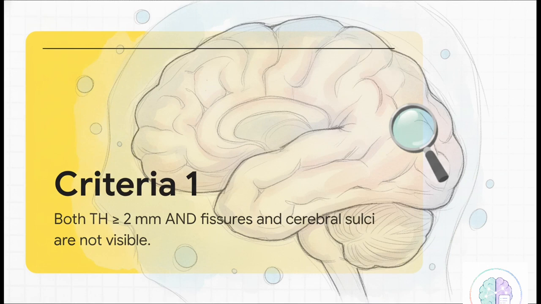Hydrocephalus is highly suggested if both temporal horns are 2 millimeters or wider, and your scan shows a total absence of the sylvian fissures, interhemispheric fissures, and cerebral sulci. Essentially, the brain is swelling so tight against the skull that it's just erasing those normal grooves.